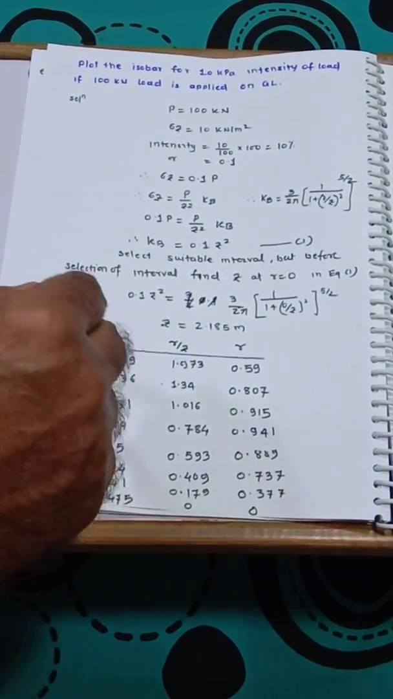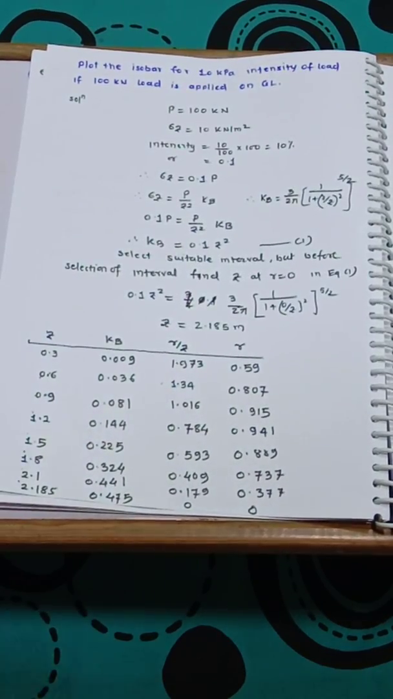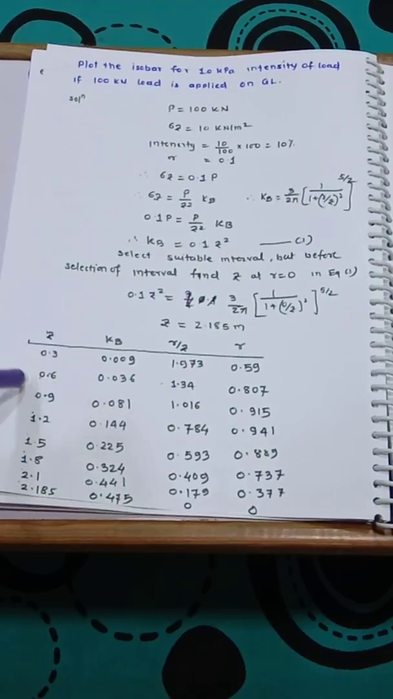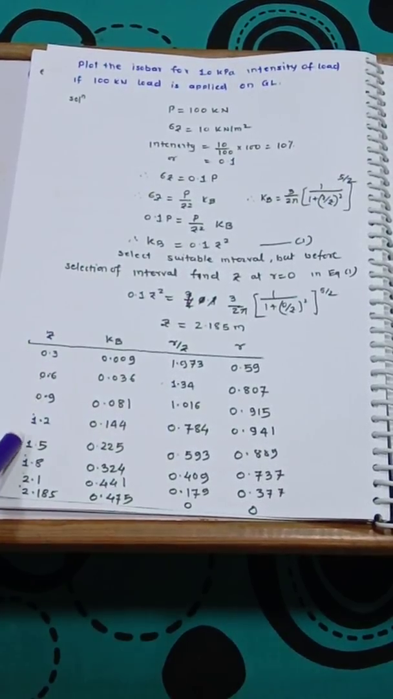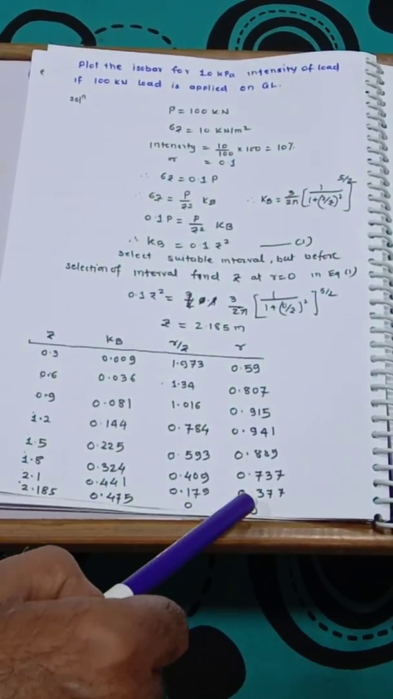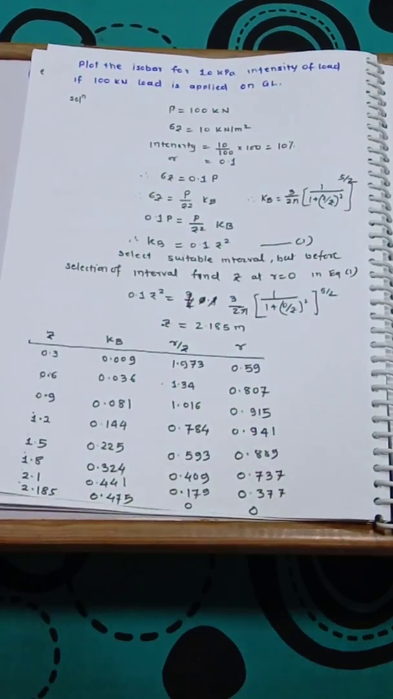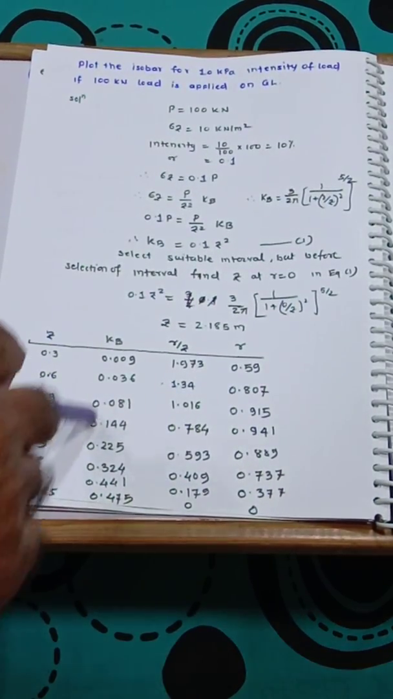So I can select any particular interval. I can take 0.2, 0.25, 0.1, any interval. Here I selected an interval of 0.3: 0.3, 0.6, 0.9, 1.2, 1.5, 1.8, 2.1, and the last I am putting here 2.185, where I get the radius 0. And do the similar calculation as we discussed earlier.